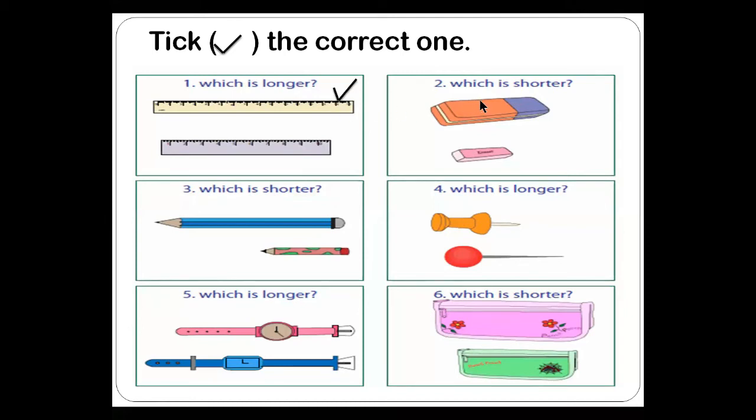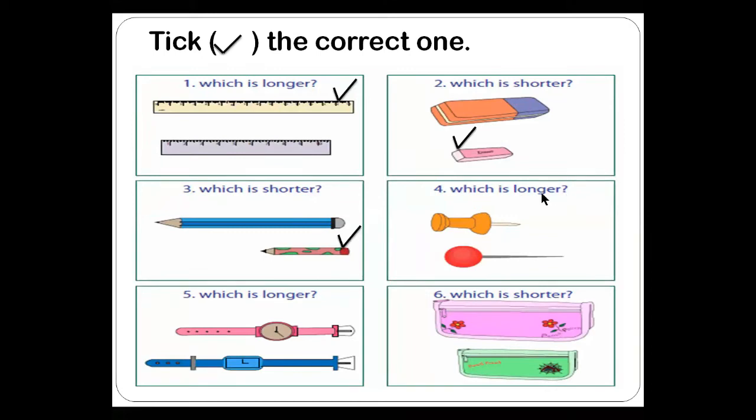In the second one, which is shorter? We have two erasers. Which is shorter? Second one is shorter. So we put the tick on it. In the third one, they are talking about the shorter. Which pencil is shorter? First one or second one? Second pencil is shorter, so we put the tick on it.